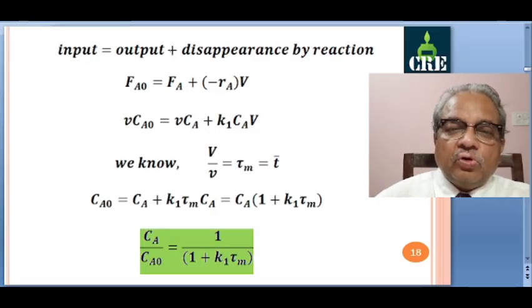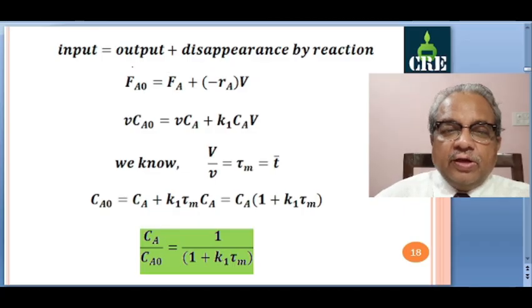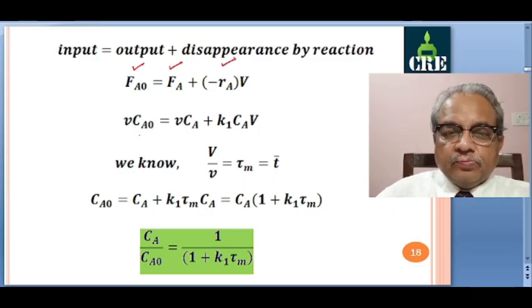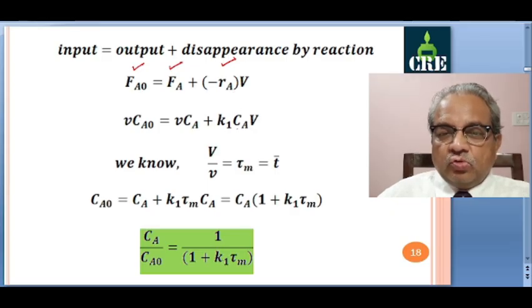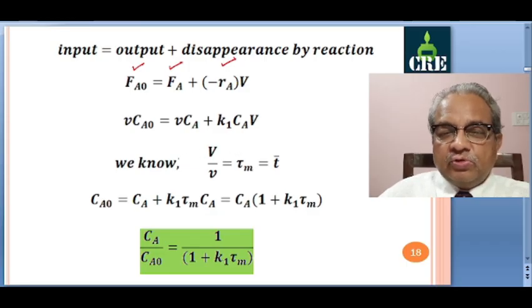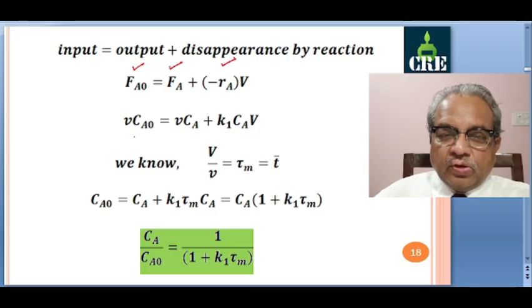So material balance: input equals output plus disappearance by the reaction. Entering is FA0, leaving is FA, and disappearance by the reaction is minus rA into V. This we have seen in mixed flow reactor. FA0 is v CA0, FA is v CA, and minus rA V. Minus rA is K1 CA, first order. So K1 CA into V. V by v is tau m or t bar, we will use this tau m. t bar is mean residence time. And we have seen there is some difference between mean residence time and space time, when they are equal and when they are not, that we already discussed.